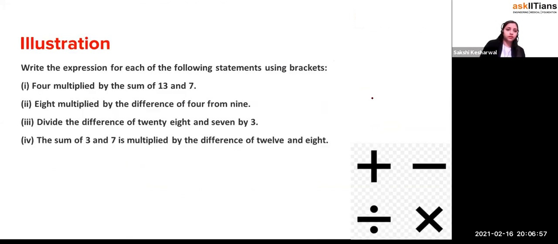So we have 4 multiplied by the sum of 3 and 7, right? How are you going to write this as a statement? 4 multiplied by 3 plus 7, right? This is how we are going to write it. Okay, 8 multiplied by the difference of 4 from 9, right? 8 has been multiplied by the difference of 4 from 9.